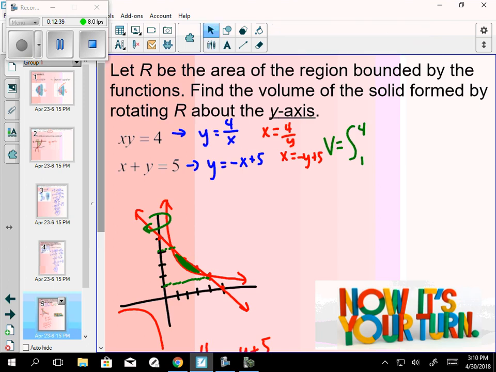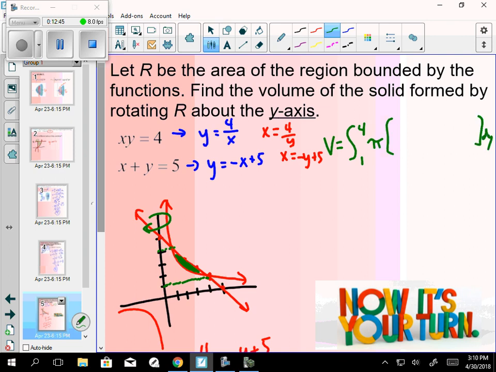All right, so continuing on here with our volume function then, pi. And now we need these two functions squared and subtracted here. And we want the one that's further away from the y-axis minus the one closer. The one that's further away here is the straight line, which is negative y plus 5. The one that's closer to the y-axis right here is the curved one of 4 over y. So if we solve that out, it should give us the volume here. Let's see what you get. So why don't you pause the video again and see what you get when you solve that now.